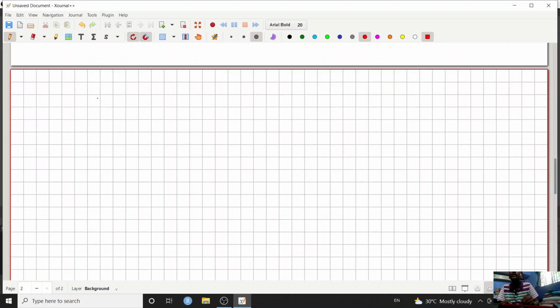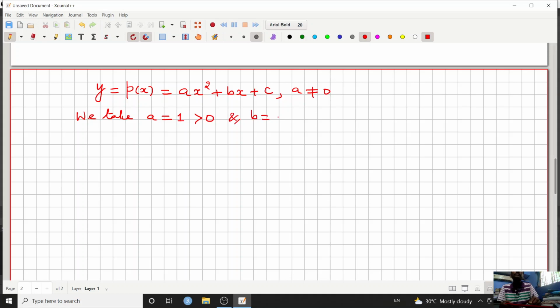Now in the general equation of the parabola, y is equal to p of x. In fact, this is a quadratic polynomial, right? You consider the quadratic polynomial, not equation, quadratic polynomial of the form ax square plus bx plus c. This is the general quadratic polynomial. Now here what we do is we take a to be 1, which is greater than 0, and you can take b and c to be 0.